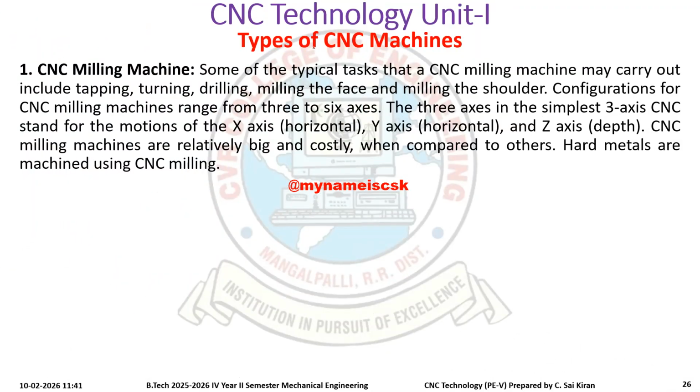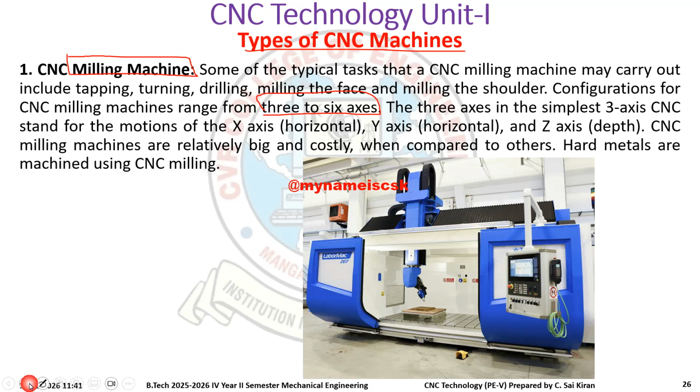Types of CNC machine. There are different types of CNC machine. We have seen the applications, now we will see the types. The first one is the milling machine. The milling machine is the largest machine among CNC machines. It generally ranges from 3 to 6 axes, so x-axis, y-axis, and z-axis. It is relatively big and costly compared to all the machines. The CNC milling machine is the largest.